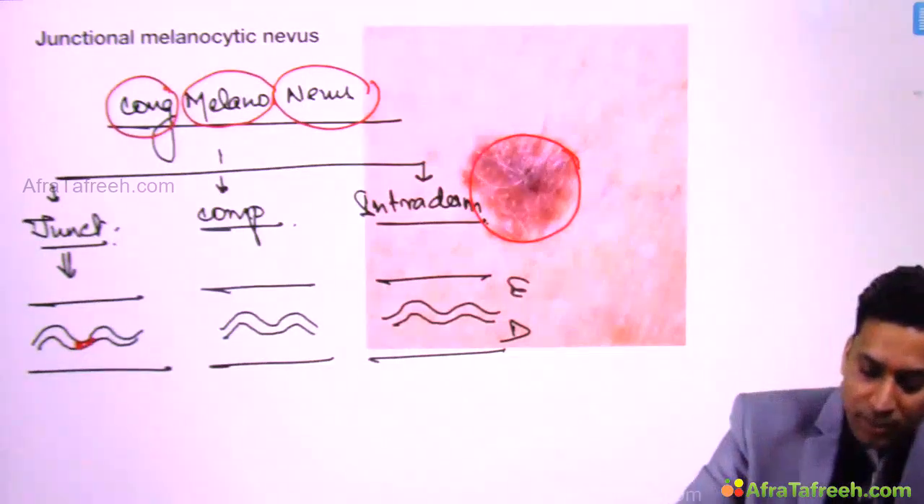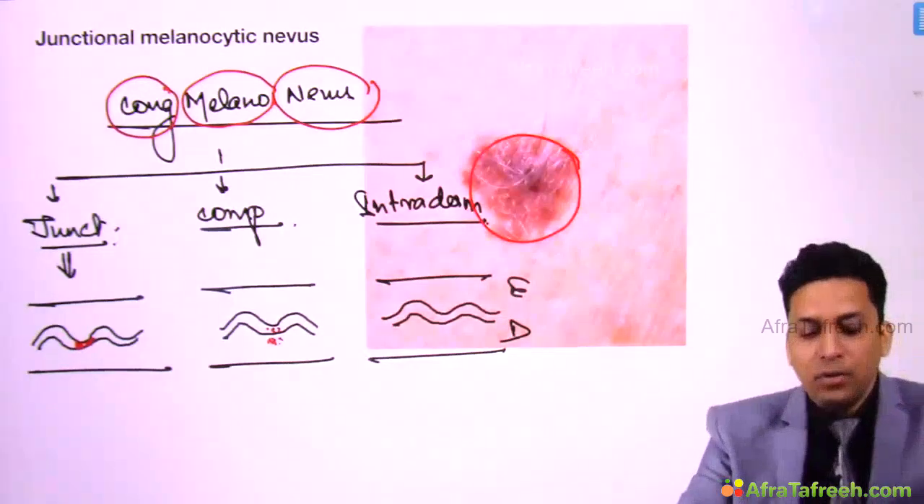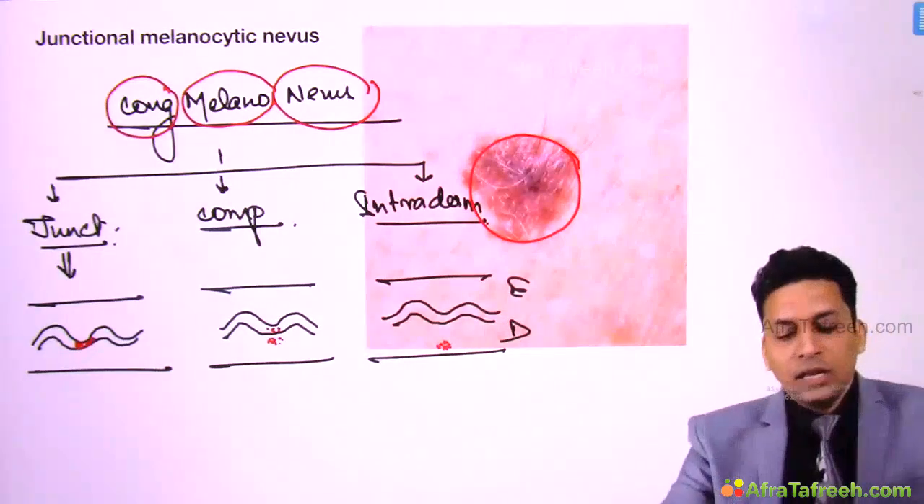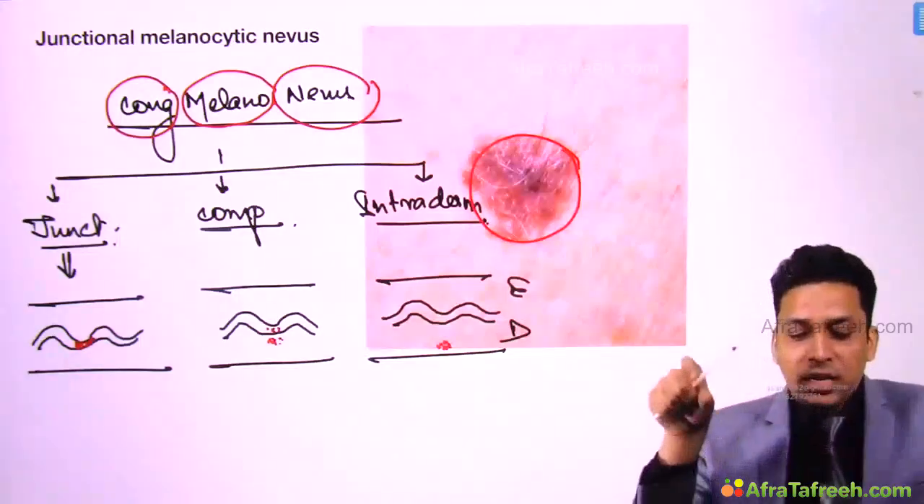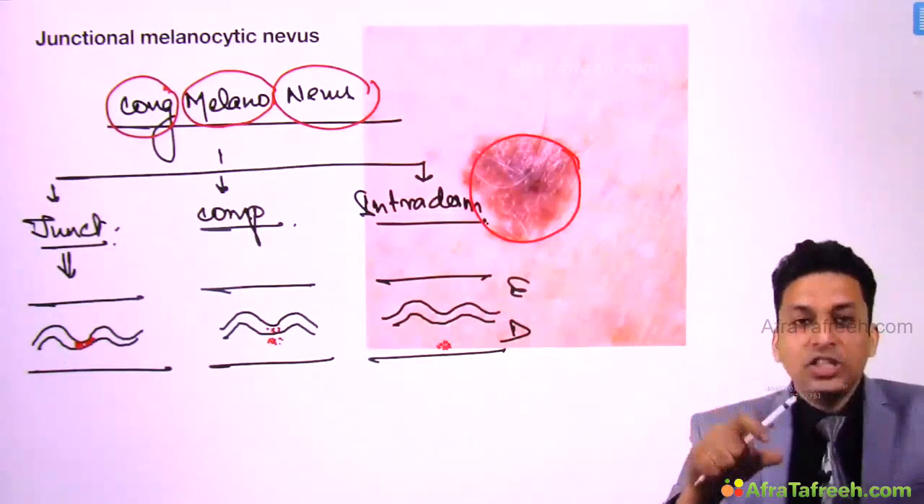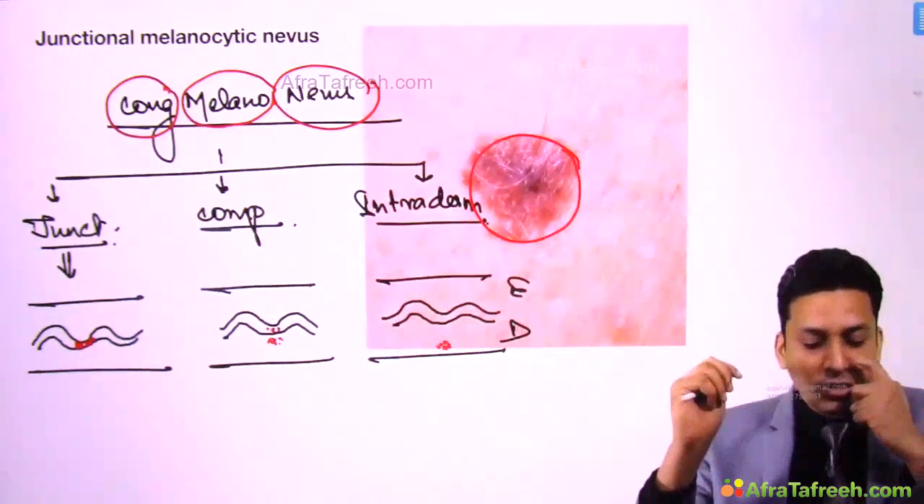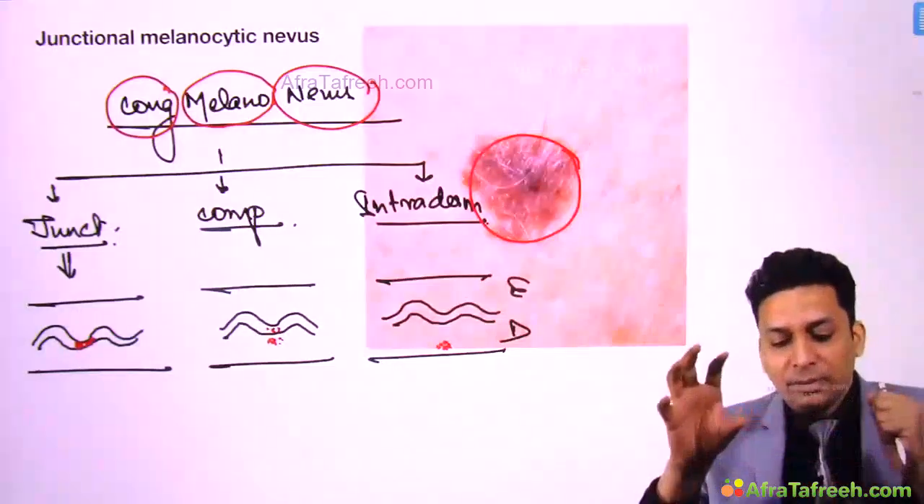Then compound, if they are present in the junction as well as in the upper portion of the dermis, we call it compound. And if they are only present in the lower portion of the dermis, then we call it intradermal. So depending on the site of the melanocytes in the lesion, you can divide it into junctional, compound, or intradermal melanocytic nevus. So this is the congenital condition, and patient might present with this.